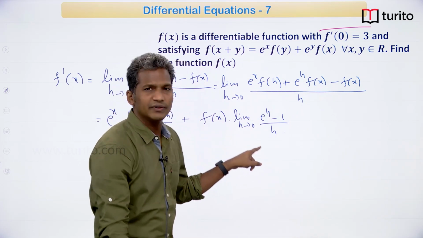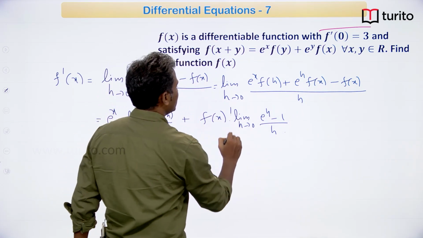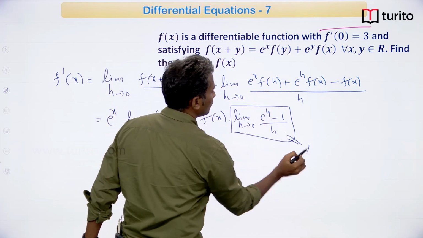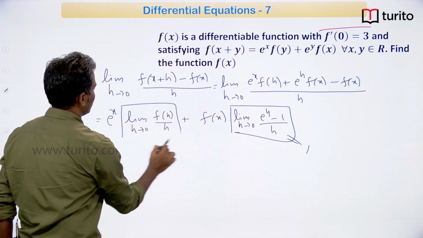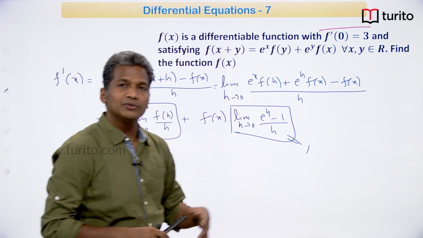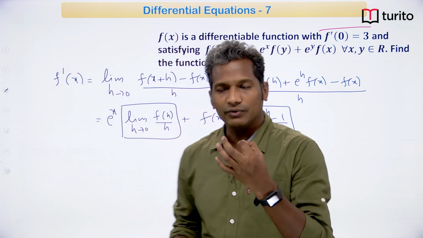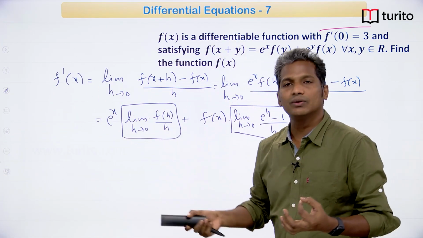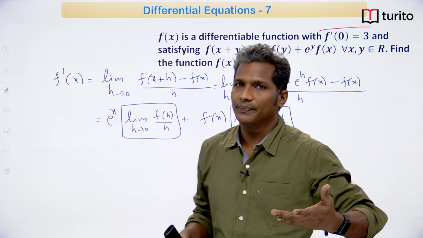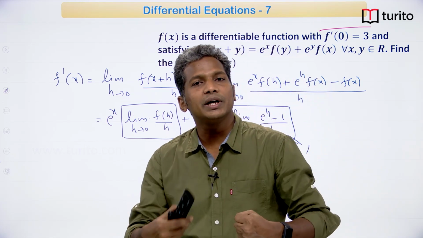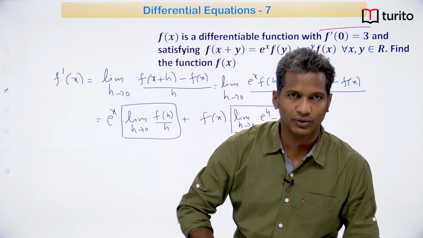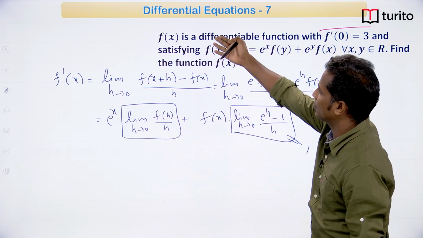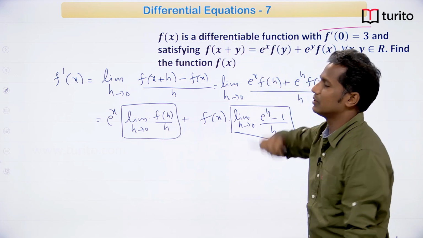The second limit is a very standard limit and this has to be equal to 1, right. What about the first limit? We do not know what kind of form this is, because we know for sure that the denominator is 0, but we do not know about the numerator. So, to know about the numerator, we need to calculate the value of f of 0. To get f of 0, put x equal to y equal to 0 in this.